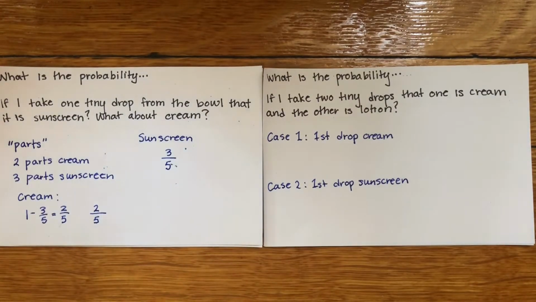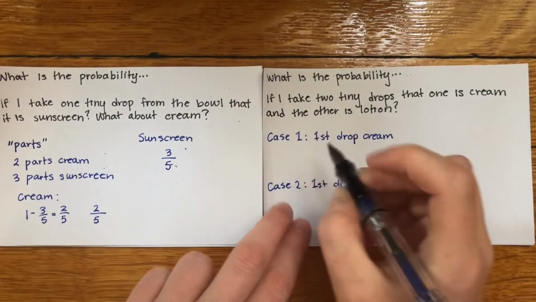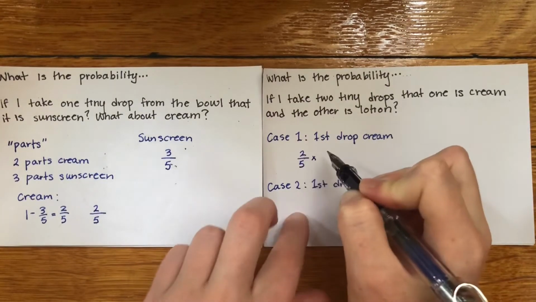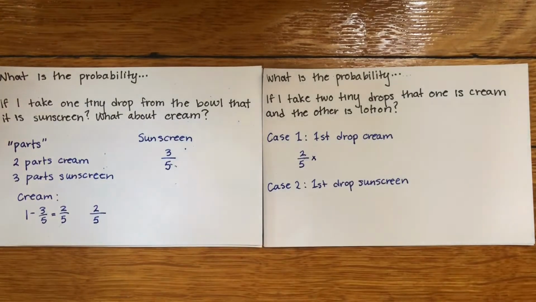So if our first drop is cream, the probability that our first drop is cream is going to be 2/5, as I said. Now this is where it gets really tricky. There's something a little complicated here, and it has to do with something I talked about in the last question. How our probability for pulling out that second small square was not the same as the probability for the first, because we're basically not putting that square back in the mix to be picked the second time.